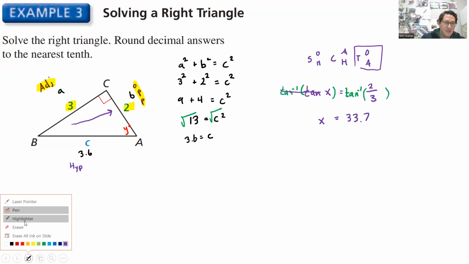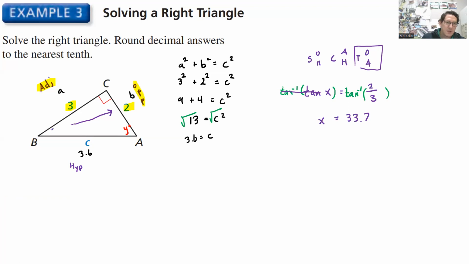And then the next thing we need to do is find Y. So we can use trig again. We can use tangent of 3 over 2 if we want, or we can use the triangle sum theorem. So let me switch up my colors again to find Y. I know all three of these angles, so 33.7 plus that box, which means 90, plus Y needs to add up to 180. So we can do this one as well.